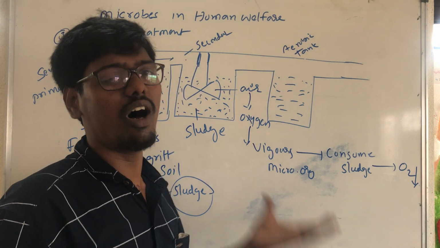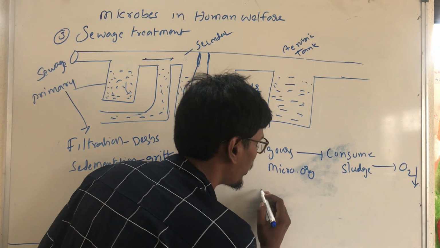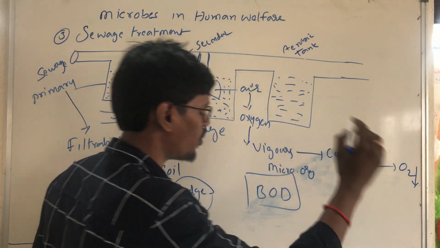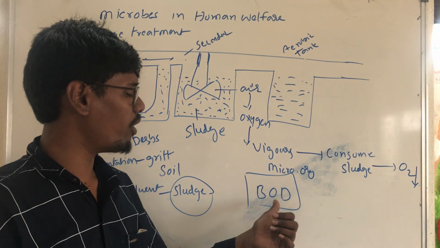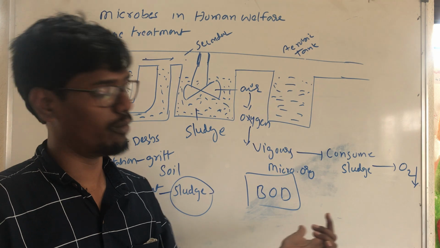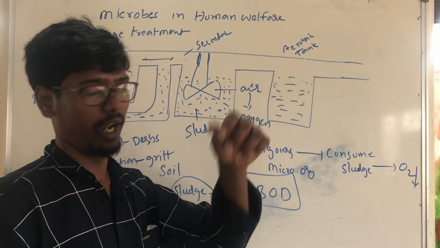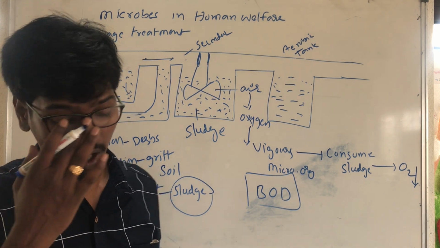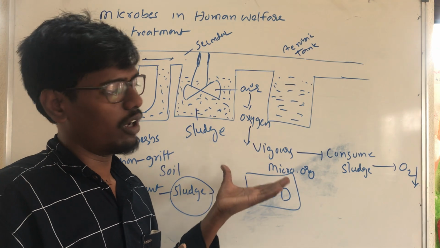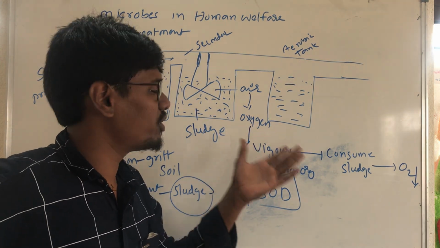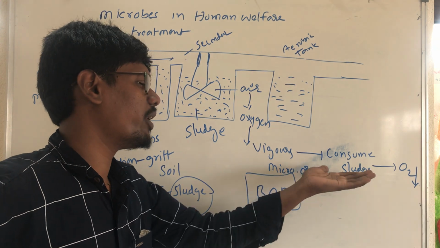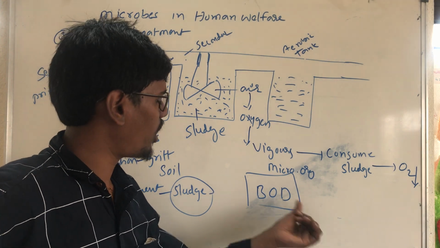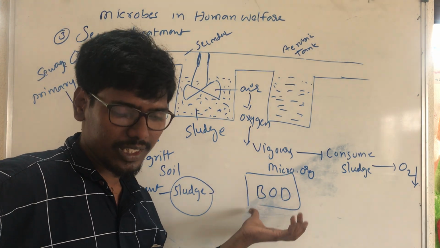That is called biochemical oxygen demand, BOD. Biochemical oxygen demand. After completely consuming the sludge, the microorganisms reduce the oxygen, that is, the biochemical oxygen demand.